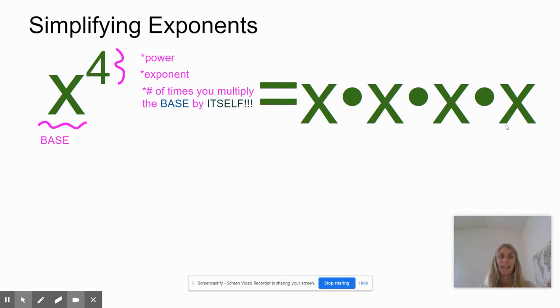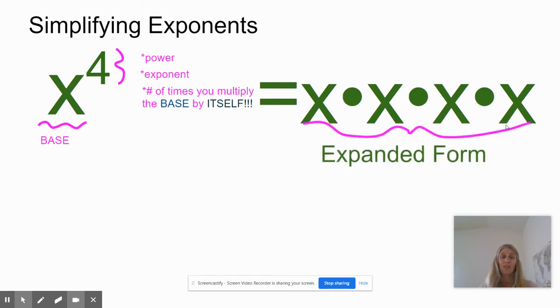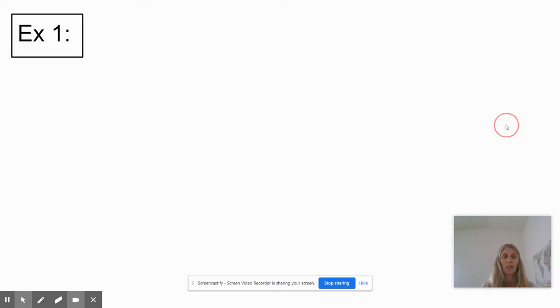Now, when we take an exponent and we write it in this form where we break down exactly the number of x's we're multiplying, this is called expanded form. So if I had something like 2y to the third power, its expanded form would be 2 times y times y times y. Let's go ahead and look at some problems that we'll be running into.